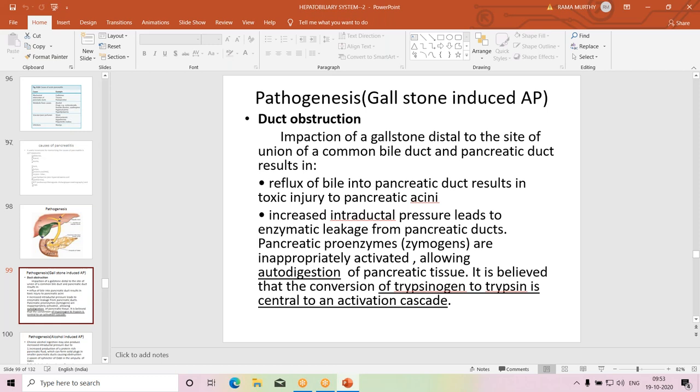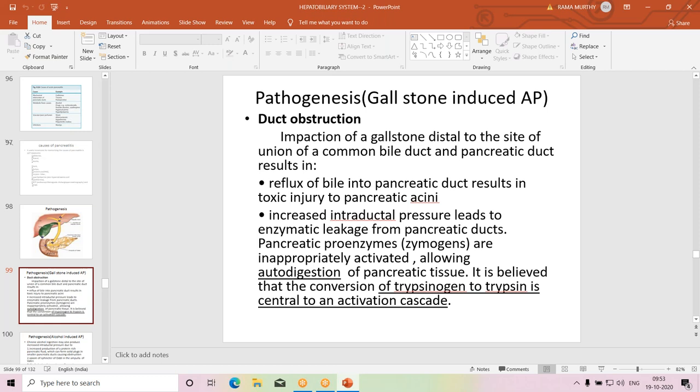So this, I have already explained, the increased intraductal pressure leads to enzymatic leakage from pancreatic ducts. Pancreatic proenzymes, zymogens, are inappropriately activated, allowing autodigestion of pancreatic tissue.